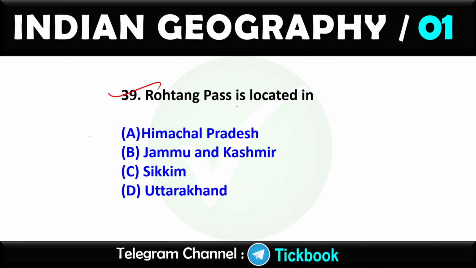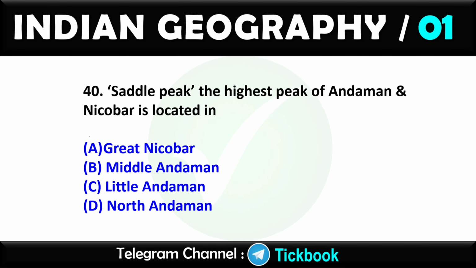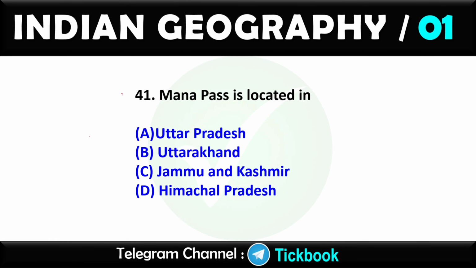39. Rohtang Pass is located in? Option number A, Himachal Pradesh. 40. Saddle Peak, the highest peak of Andaman and Nicobar, is located in? Option number D, North Andaman. 41. Mana Pass is located in? Option number B, Uttarakhand.